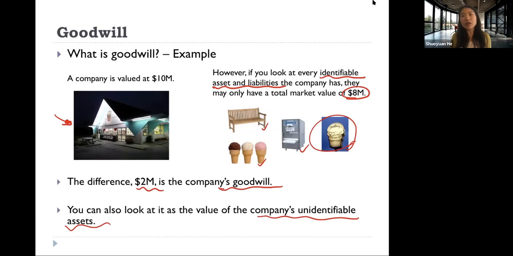So there can be a lot of reasons for that, but we don't really care what the reason is, because those are literally unidentifiable assets. We're not able to identify them. But for accountants, we say there's a difference, $2 million. We have to put it somewhere. So we give it a name that is called goodwill.